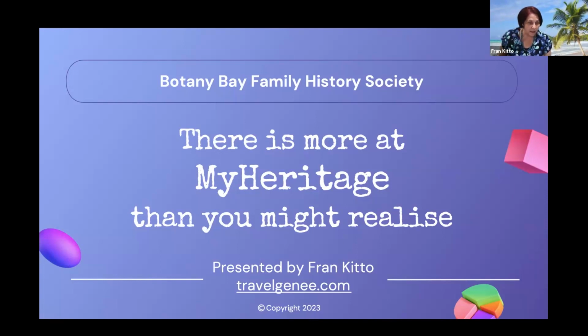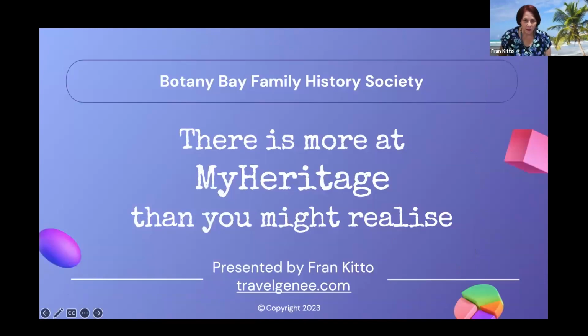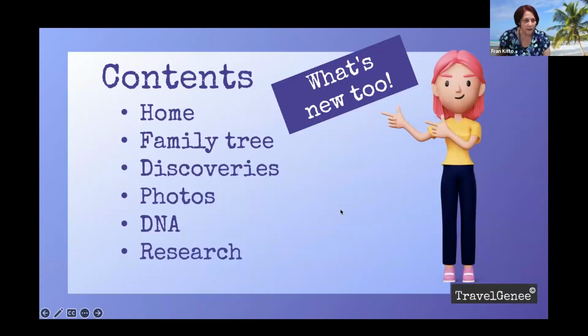Let me get to the next slide. Okay. Now, so there's 6 main sections at MyHeritage. Actually, I should tell you what I'm going to talk about. So we'll go properly this time. Sorry about this. These are the sections I'm going to talk about: home, family tree, discoveries, photos, DNA, and search. And I am sorry if the slides slip about because I have a really sensitive mouse. So sometimes when I touch it, things just move.